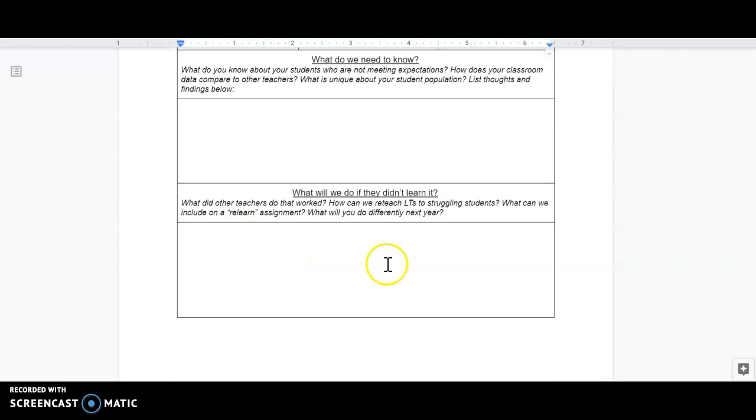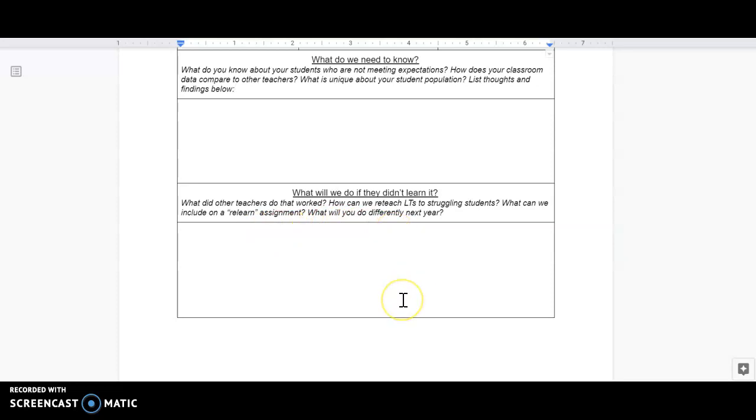And then finally, what will we do if they didn't learn it? This is a place where teachers can again talk with each other. What did other teachers do that worked on certain learning targets? How can we reteach those learning targets to struggling students? If there is a relearn assignment, what can be on it? And then, of course, what would we do differently next year?